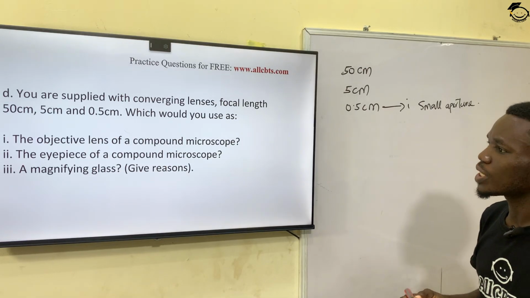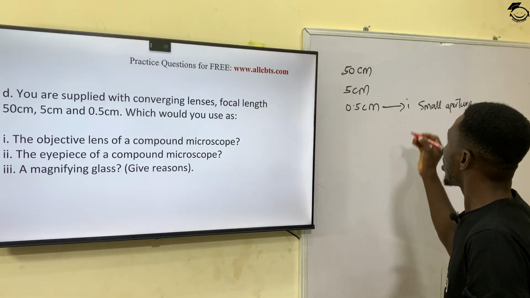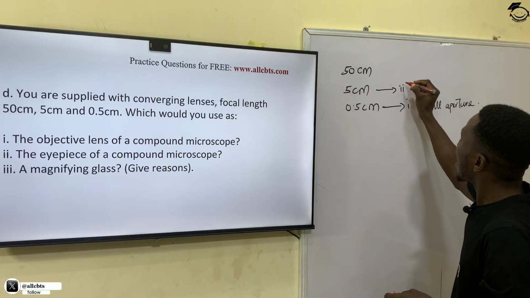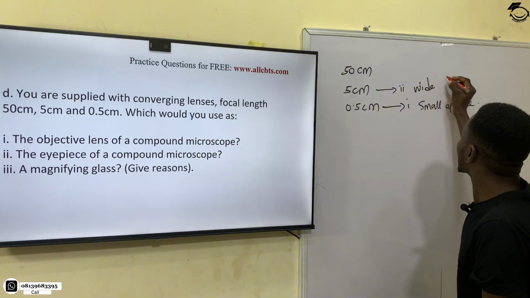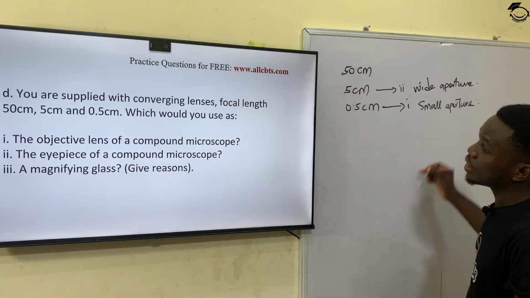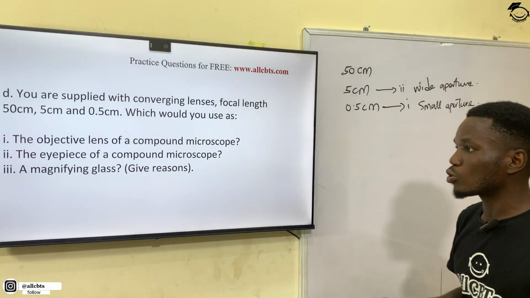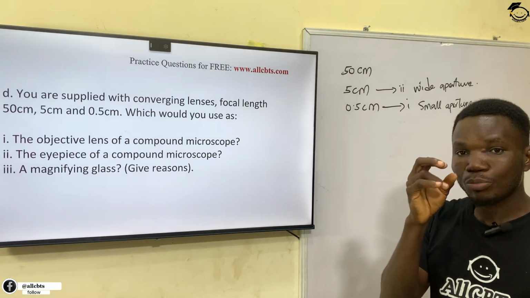Then Roman figure 2 says, which will you use for the eyepiece of a compound microscope? We are going to use our 5 centimeter for the eyepiece. And the reason is because of its wide aperture. So when you are using it for your compound microscope, for your eyepiece, you have to look through it. So the aperture has to be wide for you to be able to look through it.